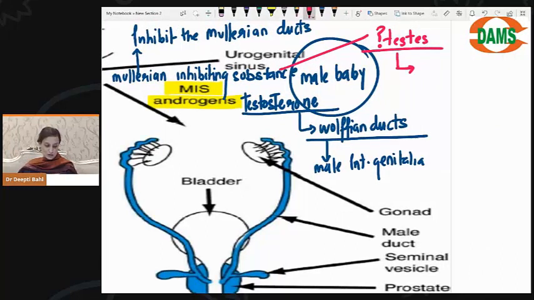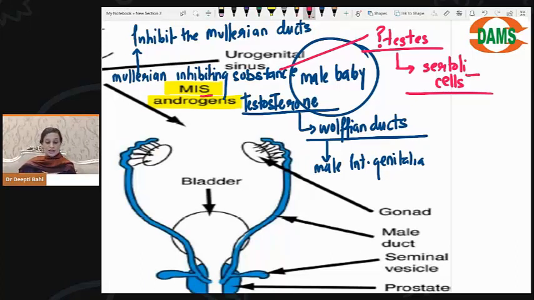So it's very simple. The MIS in the end has a word S. So S stands for Sertoli cells. So it is released by the Sertoli cells.